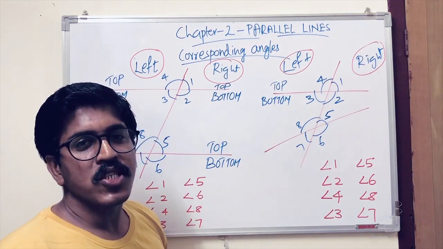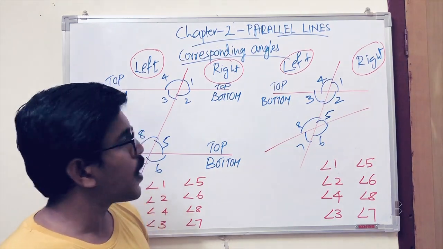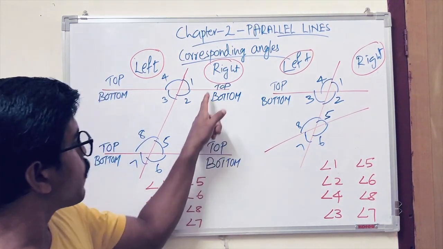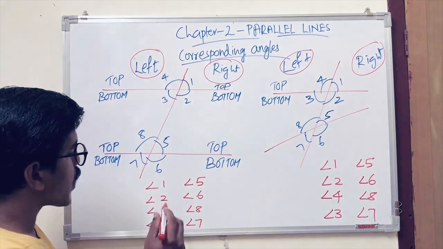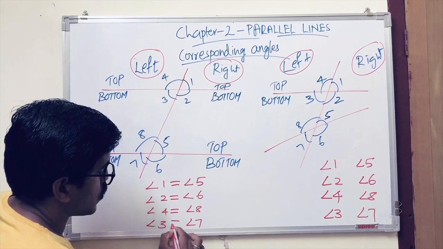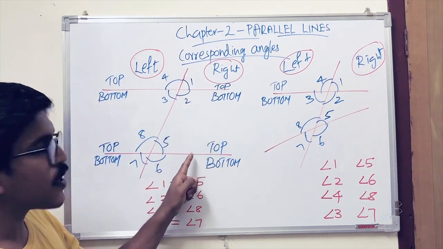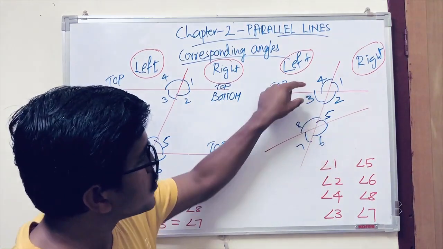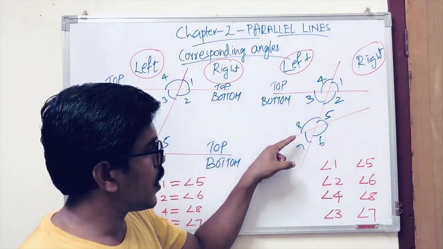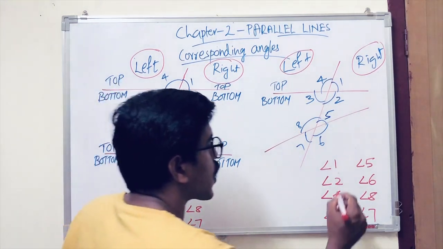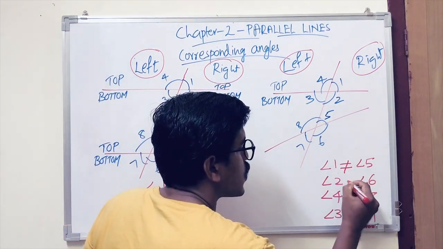But one more condition is here: if the lines are parallel, we already discussed parallel lines, if the lines are parallel, the corresponding angles are always equal. You can see these two lines are parallel. But here you can clearly see that these two lines are not parallel. That is, if the lines are not parallel, the corresponding angles are not equal.